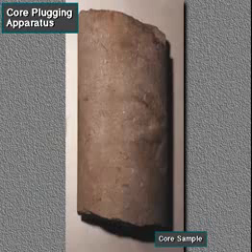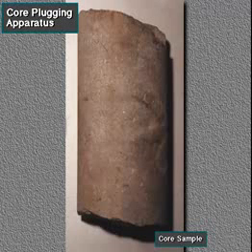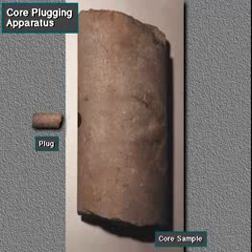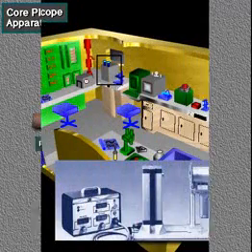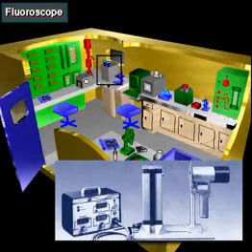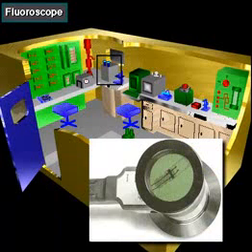The core plugging apparatus takes a small plug out of a core sample. The mud logger can analyze the plug to get an idea of what the larger core sample may contain. A fluoroscope contains an ultraviolet lamp. When the mud logger or geologist puts cuttings or a plug under the fluoroscope, the cuttings or plug glow or fluoresce if they contain hydrocarbons.